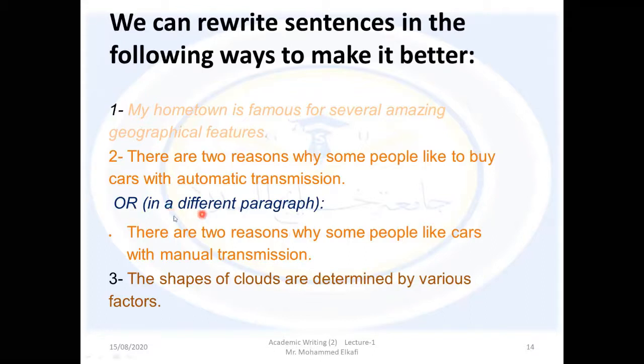So here in some other, different paragraph, we use the other topic: there are two reasons why some people like cars with manual transmission. So this is written in some other paragraph. So you can make more paragraphs by thinking about two different topics. Cars with manual transmission, and here we have cars with automatic transmission, but do not collect them in the same paragraph. Make two different paragraphs and use the different topics with the main idea.